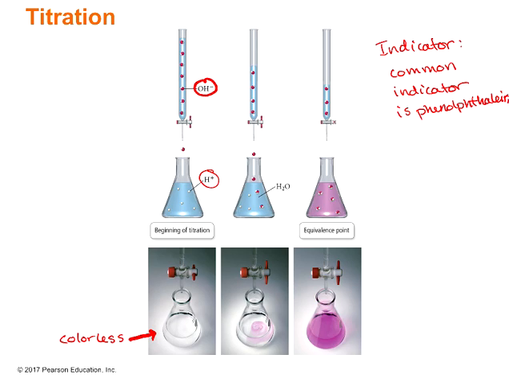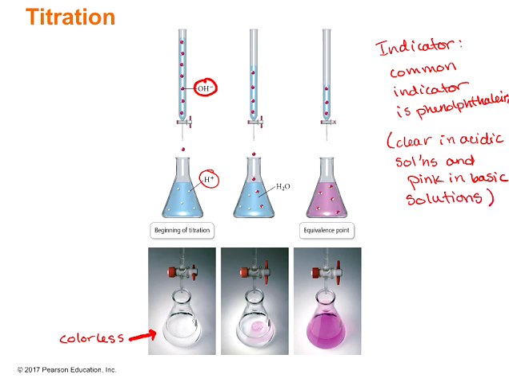So phenolphthalein is clear in acidic solutions and pink in basic solutions. So if you have taken Chem 162 at TCC, then you have performed a titration before. And in that titration, we used phenolphthalein. So you did see that transition from clear to pink.